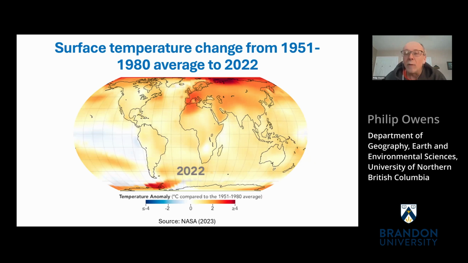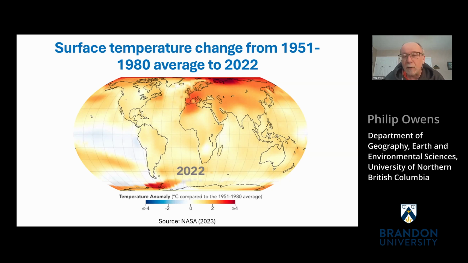And if we look at the distribution of those changes in surface air temperatures, it's not uniformly distributed across the planet. There are parts of the world that are getting a little warmer, and then there are some parts that are clearly getting a lot warmer. But the message typically is that everywhere, bar a few exceptions, the planet is getting warmer.